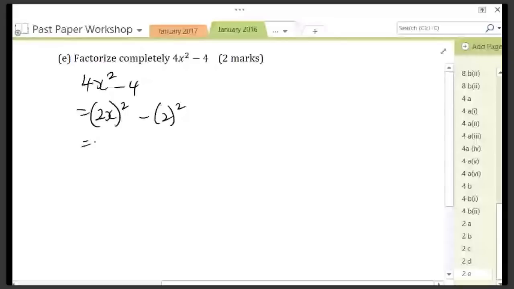Take the terms inside of the brackets and write the conjugates. So this is 2x minus 2. Repeat the brackets here. This is 2x, but instead of this being plus, this will be a minus. This will be plus. All right, those are the conjugates. That's the answer there.